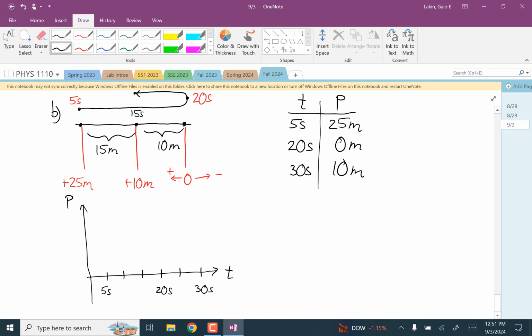And the positions we care about are 0, 10, and 25. And so we'll plot 5 seconds, 25 meters. We don't know what happens before that. Maybe it just stays there, but I'm just going to leave it blank.